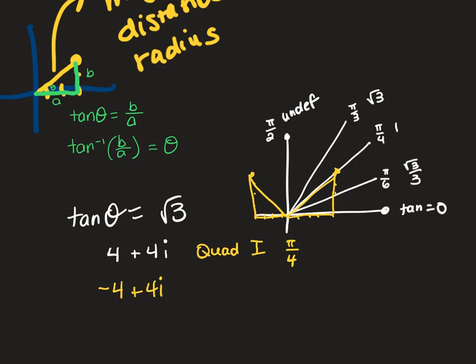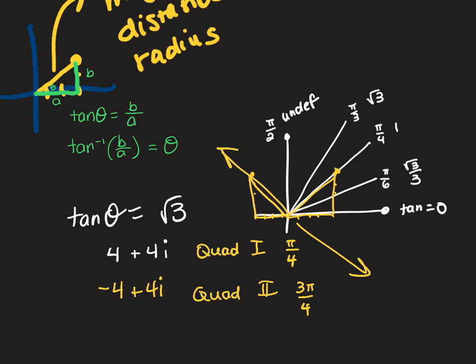Now I know that reference angle, because the tangent would still be negative 1, so it could be down here or it could be here. But because I've moved left and up, I know it's quadrant 2. And the pi over 4 in quadrant 2 would be 3 pi over 4.